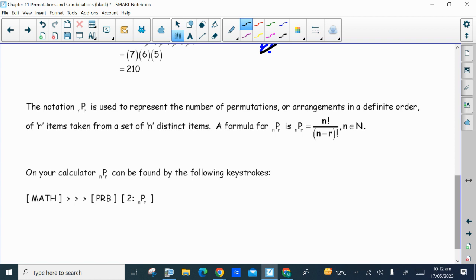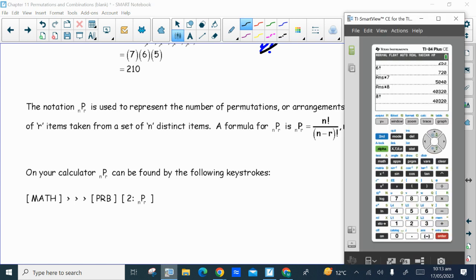You put the n value in first, and then you go to the same place that we found our factorial function, math over to probability, and you see number 2 in the list is nPr.